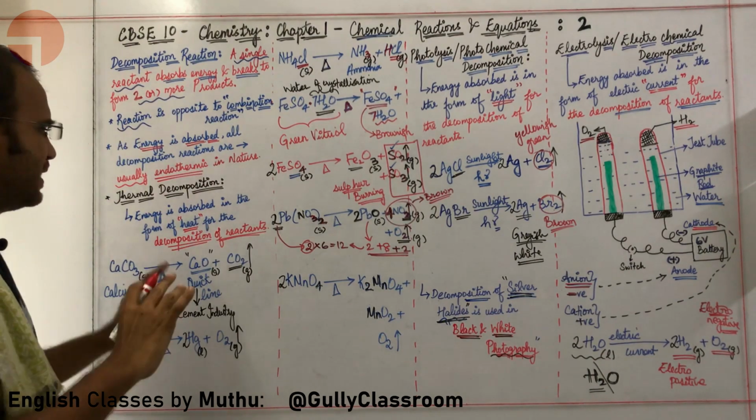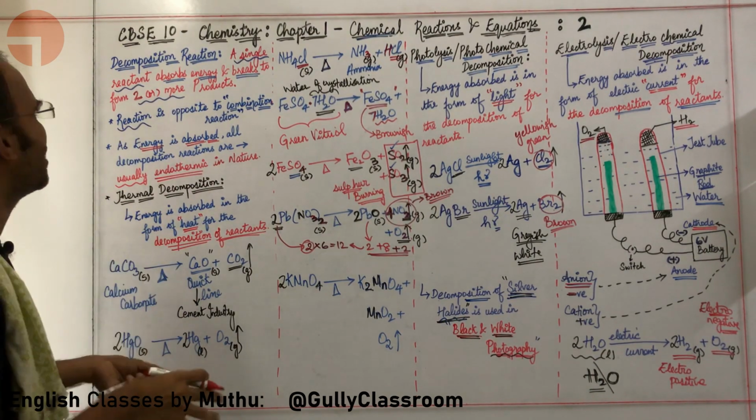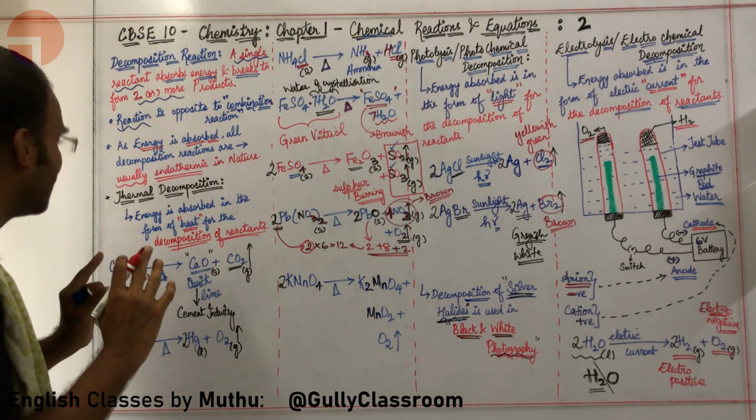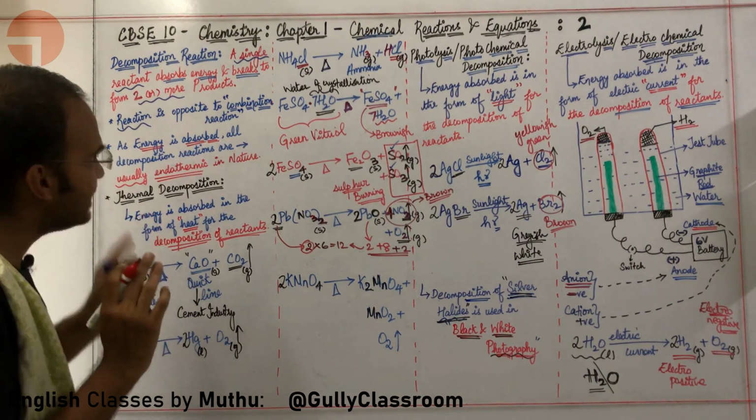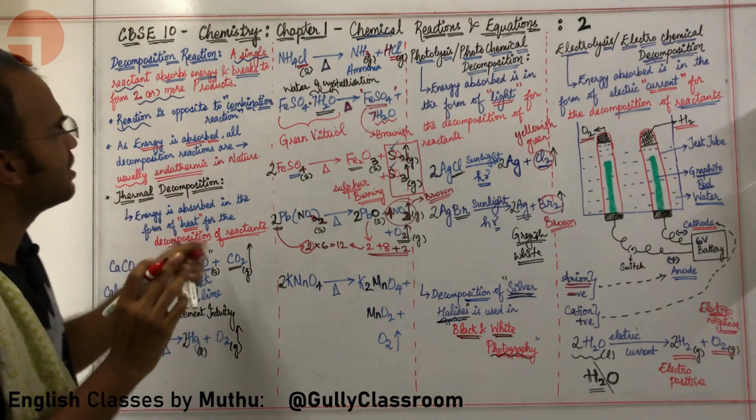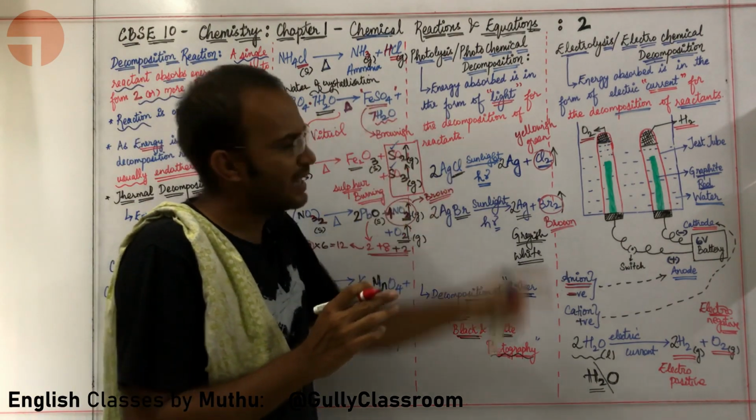Yeah, that's basically more or less the end of this lecture. I have given a lot of good examples for decomposition reaction. I have taught the 3 different kinds of decomposition reaction: thermal, photolysis and electrolysis.